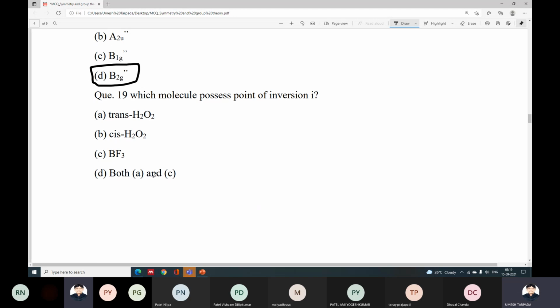Which of the following molecules possesses point of inversion I? Or you can say center of symmetry. It will be in trans H2O2. Good. There is an I here. It does not come in cis. It does not come in BF3 either. In BF3 there are equal distance atoms, but there is nothing on the opposite side.